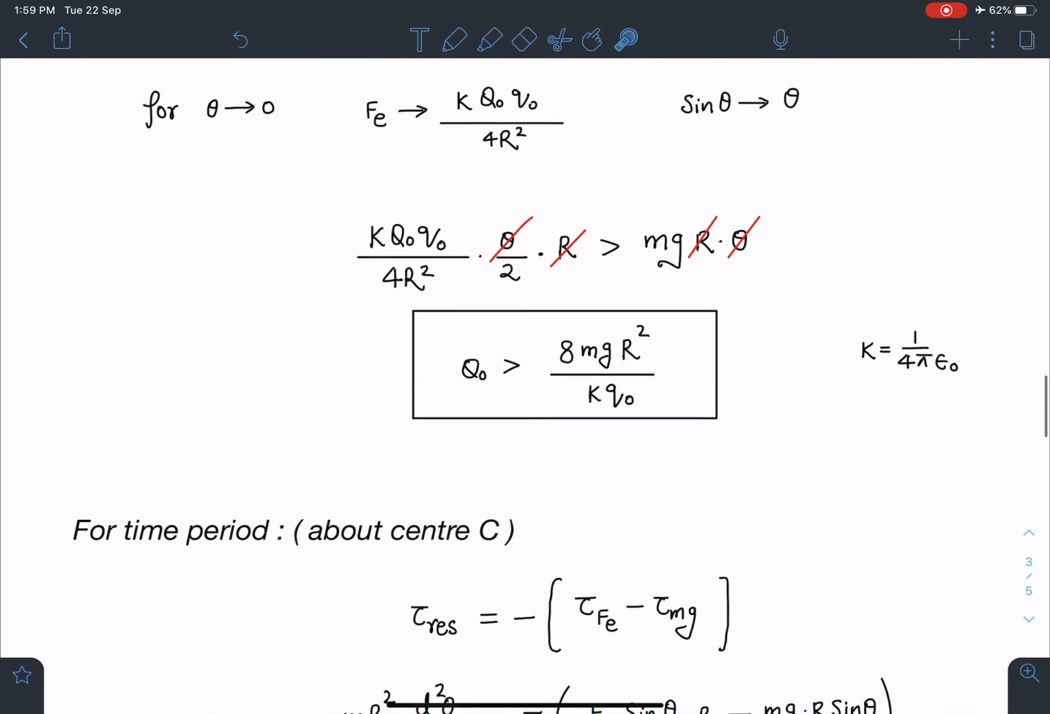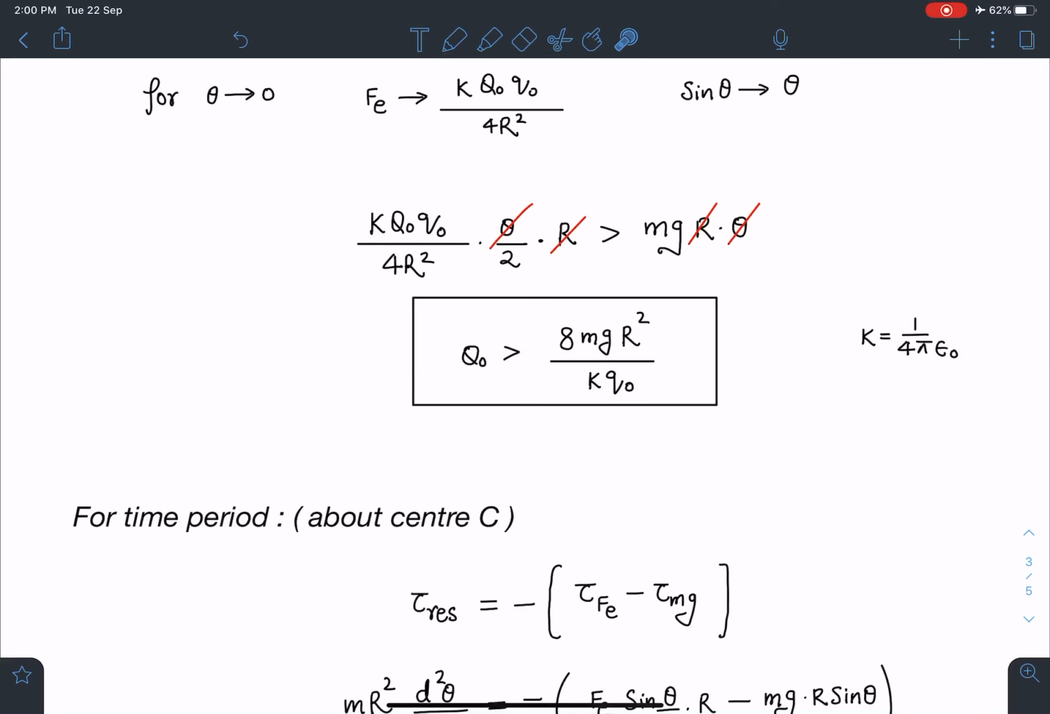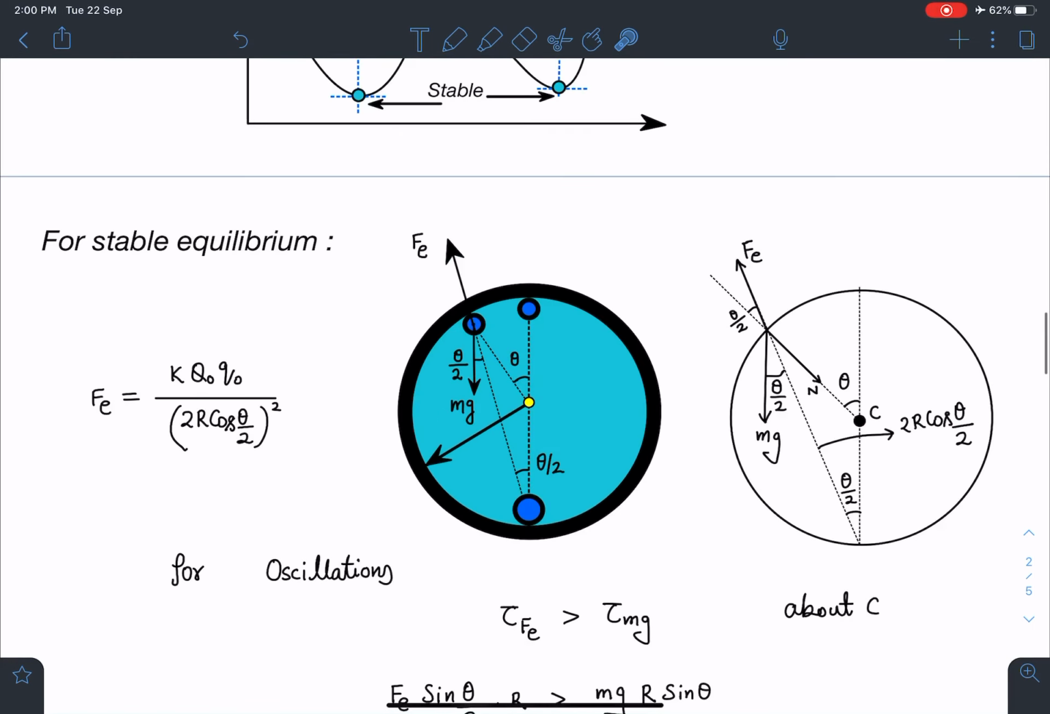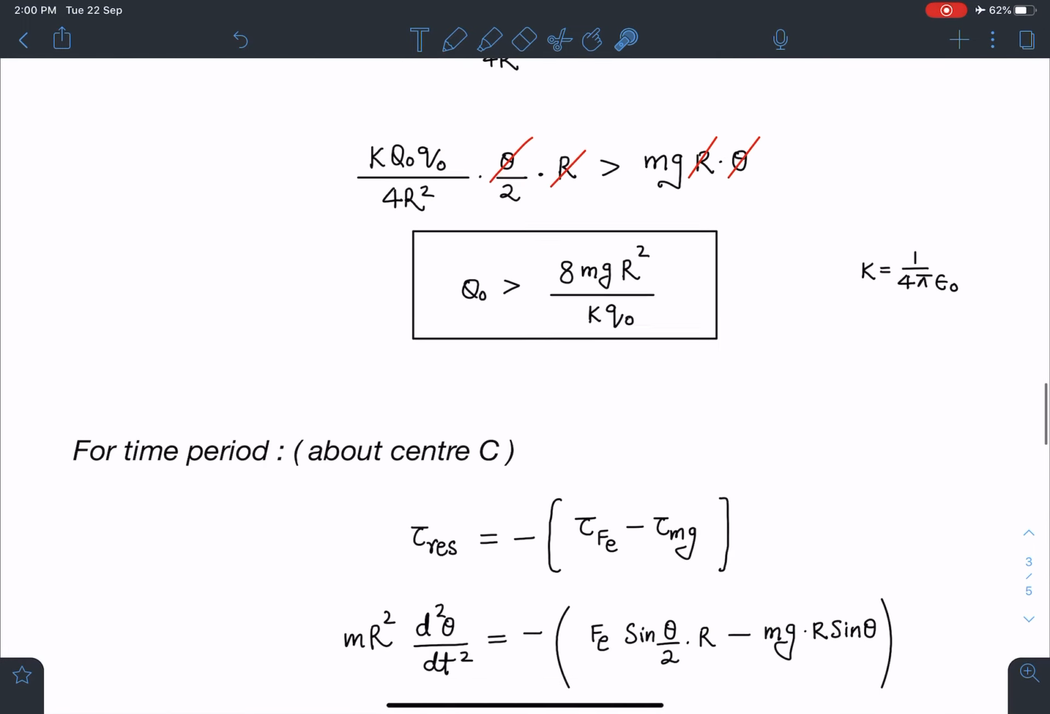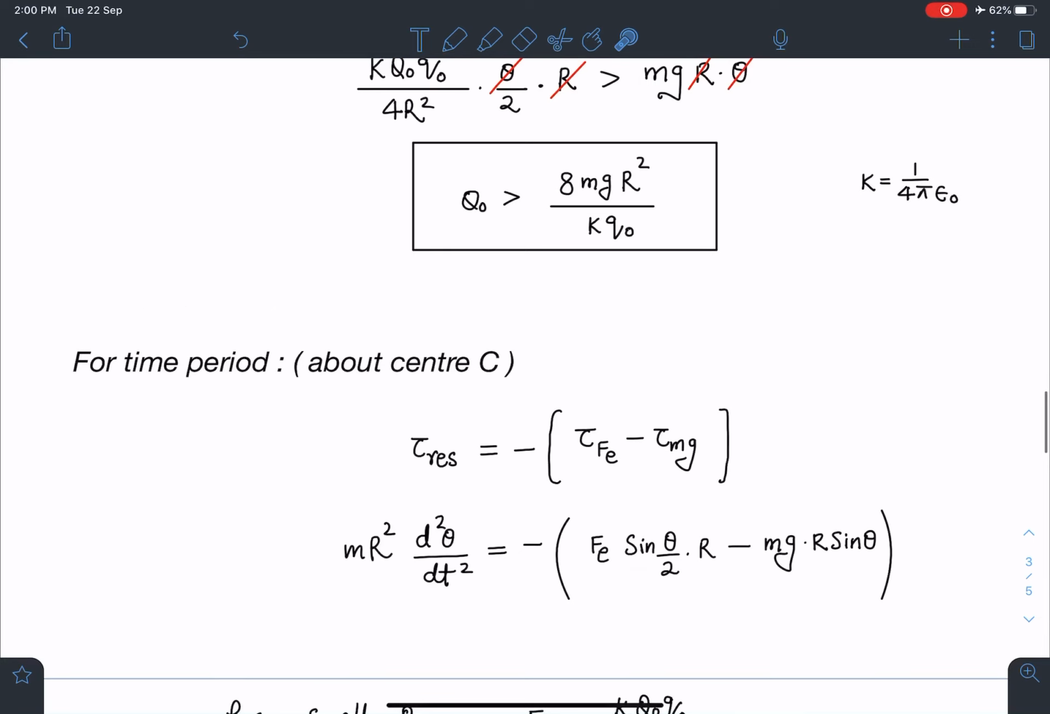Next, let's find out the time period. About center C, if I try to write the restoring torque, the torque which is trying to bring it back, the torque of normal is 0. Torque of Fe minus torque of mg is the net torque towards the mean position. So the net torque which will try to bring it back to the original configuration, we can write here. And this tau restoring I can write as minus times the net torque towards the mean position. In this bracket I must write the net torque towards the mean position.